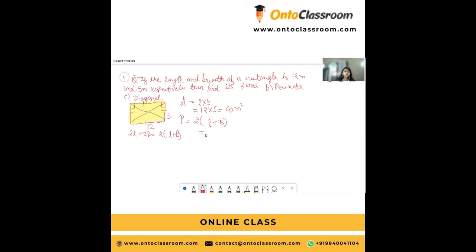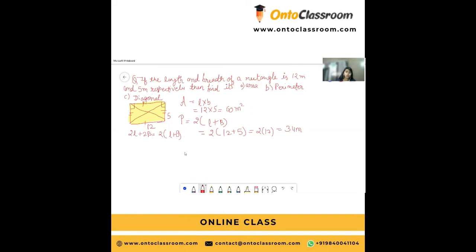So now in the question, the length is 12 and the breadth is 5. So 12 plus 5 gives you 17, and 17 multiplied by 2 gives you 34. Okay, I hope you understand the difference between the area and the perimeter. And the third part says, let's find out the diagonal.